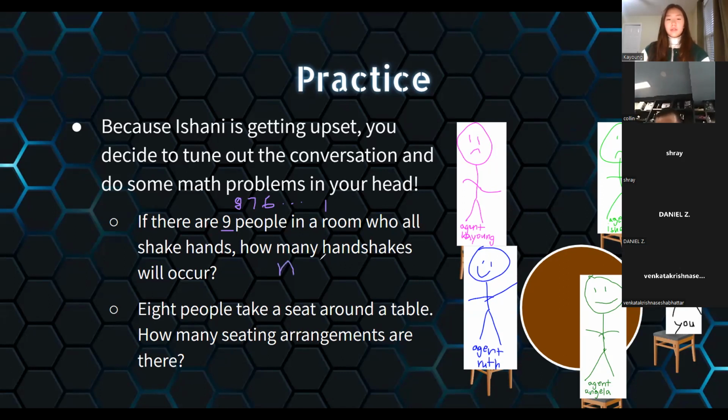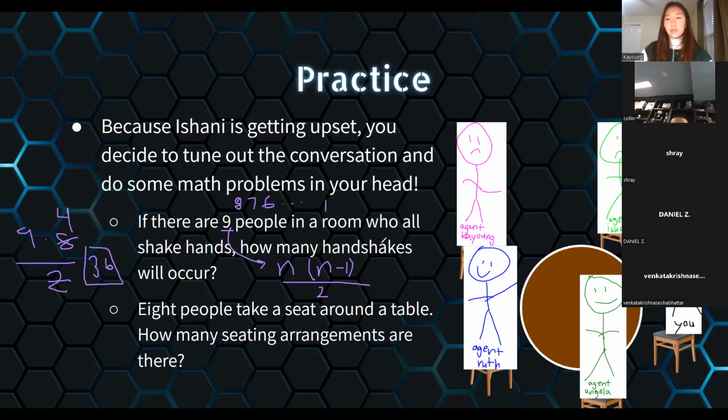You might have used this formula. So you plug in 9. So it becomes 9 times 8 over 2. You can cancel out the 2 with the 8. So you have 9 times 4, which is 36.